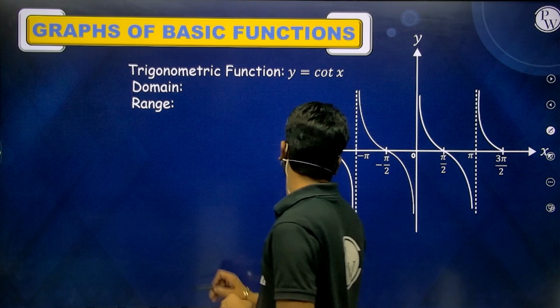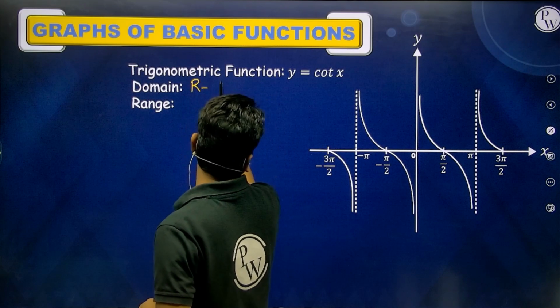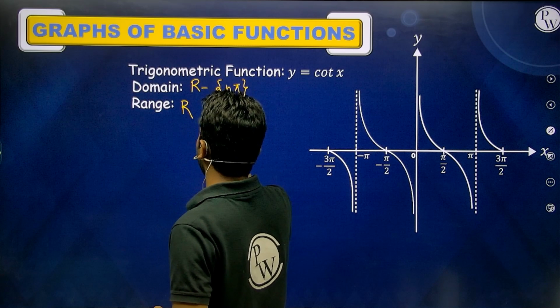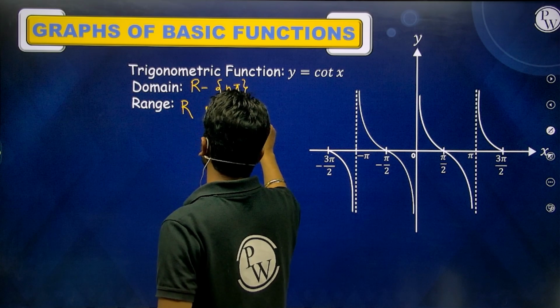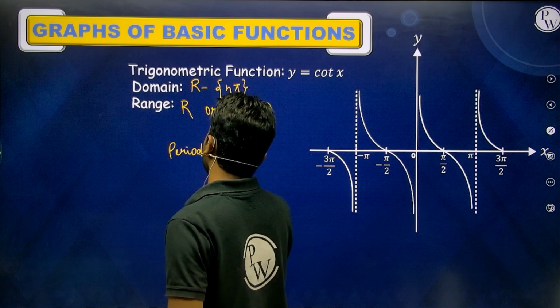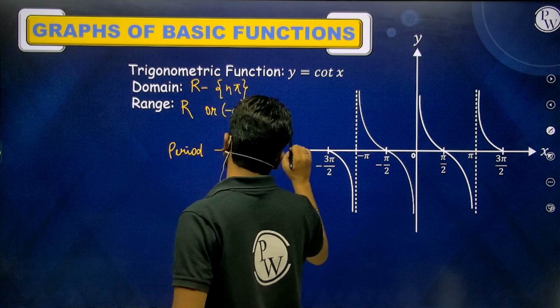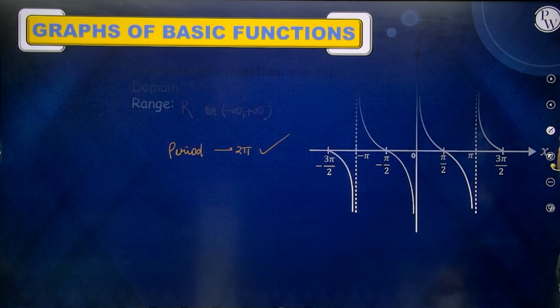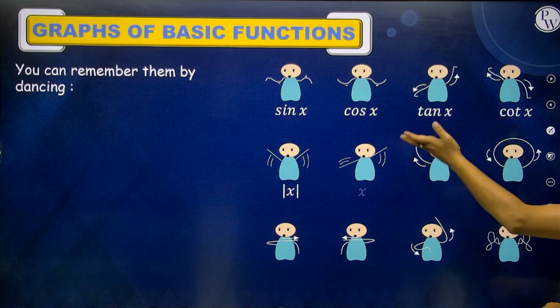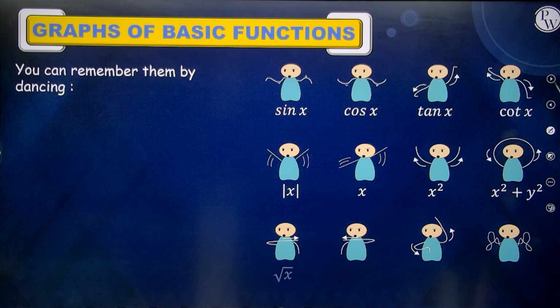The domain here is all real numbers excluding n pi. And the range is all real numbers, or we can say minus infinity to infinity. Just like tan, here also the period is pi only, not 2 pi. So that's how the graph of y equal to cot x looks. You can also remember these graphs by dancing waves as I have represented for you people.